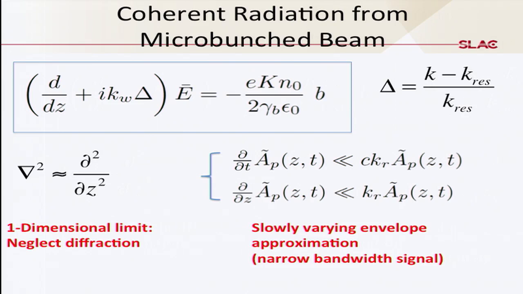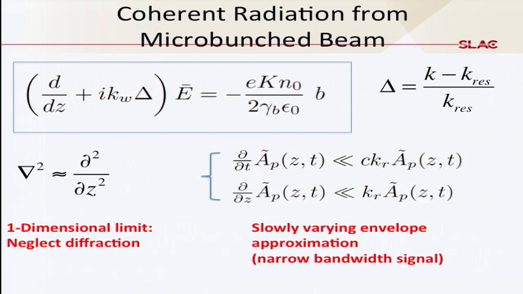And then you do something called a slowly varying envelope approximation. Essentially, you assume that your radiation is given by an oscillating term times a narrow bandwidth envelope. And this essentially is telling us that our signal has a narrow bandwidth. And it's a justified assumption for any free electron laser. And this is because you're going through a lot of undulator periods. So the single particle emission is going to be naturally very narrow bandwidth.